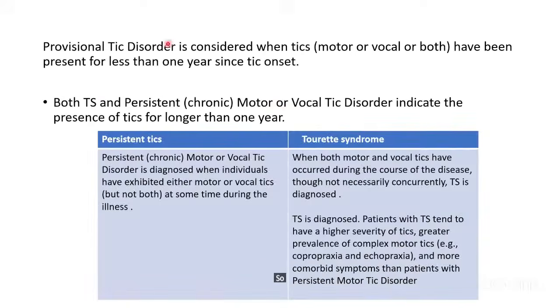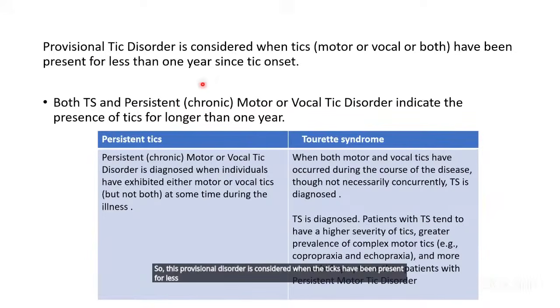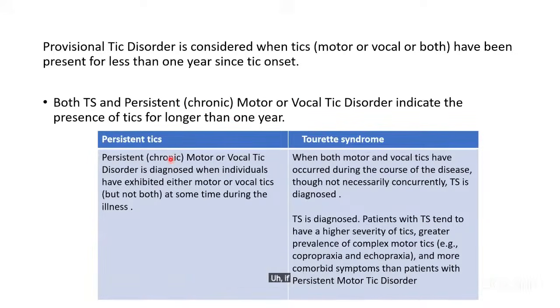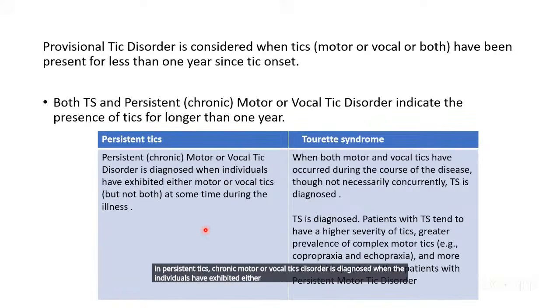So provisional tic disorder is considered when the tics have been present for less than a year since the tic onset. Persistent chronic motor or vocal tic disorder is diagnosed when the individual has exhibited either motor or vocal tics, but not both at the same time during the illness.